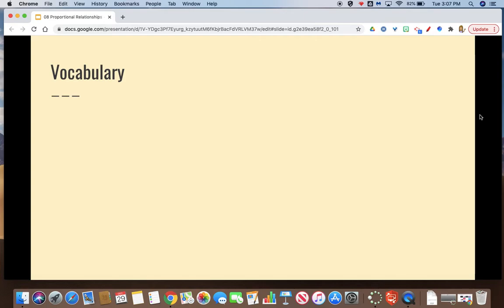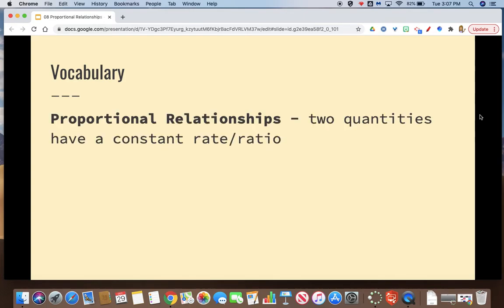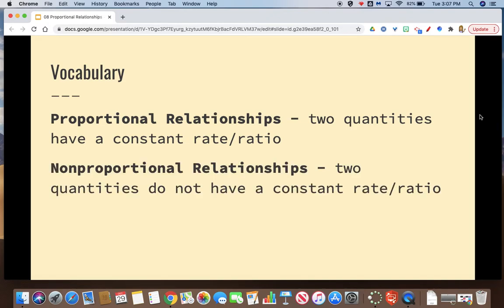So the first two vocab words we have should look familiar because they're part of your title. Proportional relationships are when two quantities have a constant rate or ratio. We're going to look at how we can determine if it's constant in just a second. Go ahead and pause if you need more time to write. Remember that constant means staying the same. So we're going to be looking at how we can monitor or look for that in a pair of numbers.